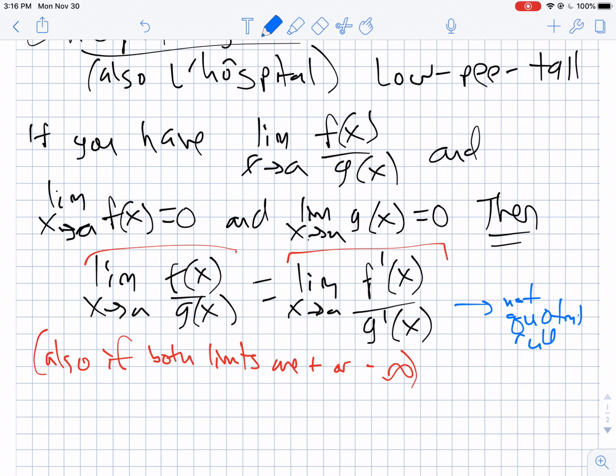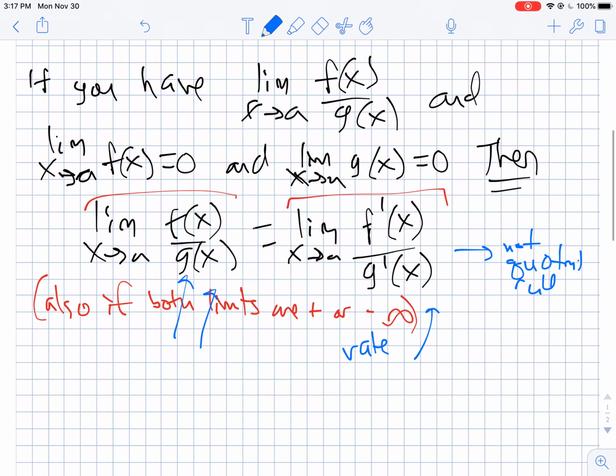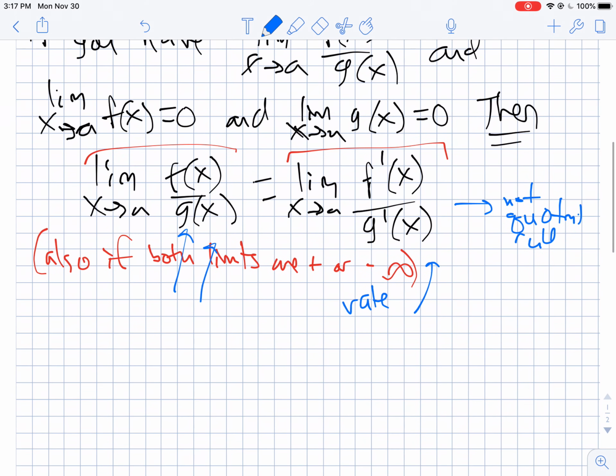Now, you might be wondering, why does this work? Basically what you're saying is, if f of x and g of x are going to 0, then instead of just getting 0 over 0, what if I look at the rates of change? A derivative is a rate of change. So what if I look at the rate of change as f and g are approaching 0? So that's what you're basically doing here. That's L'Hopital's rule, so let's go ahead and apply it.